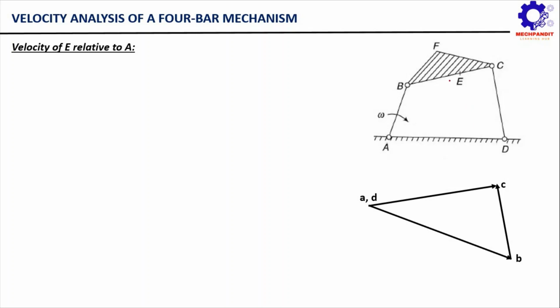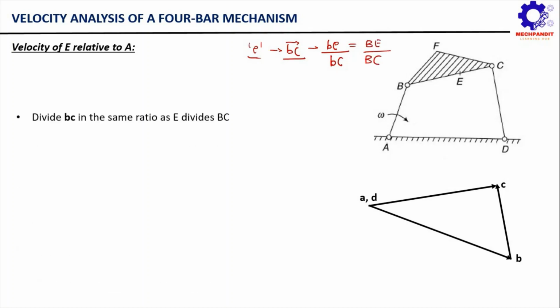Here, if you observe carefully, what we are going to do is simply mark a small point e on vector BC, such that this small point e divides this BC vector in the same ratio as capital E is dividing the length BC. So this is very easy. Mark e on BC vector such that be upon bc is equal to capital BE upon capital BC. Very, very easy. So let's do that.